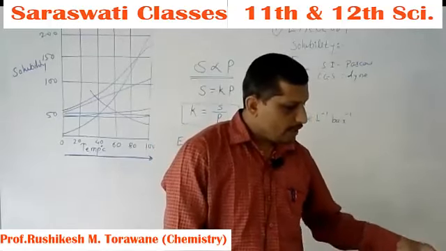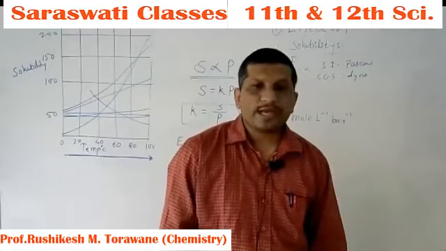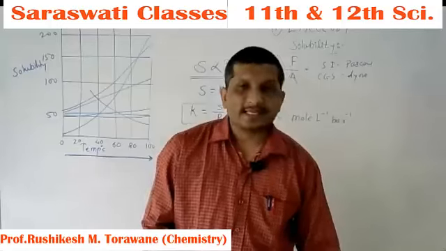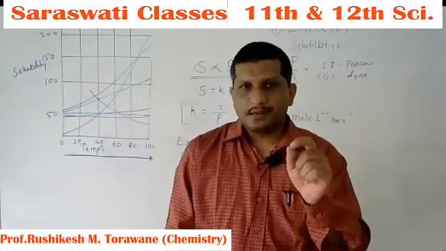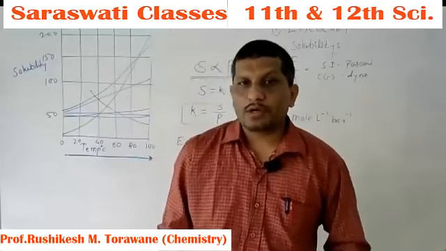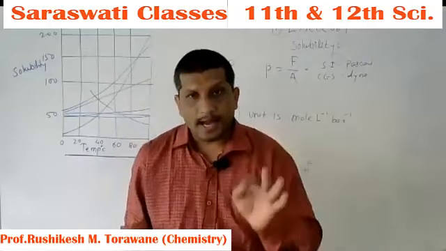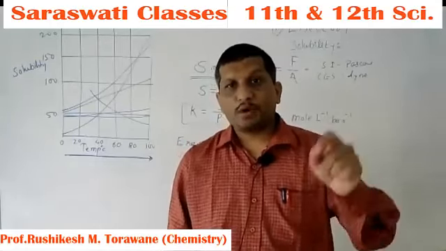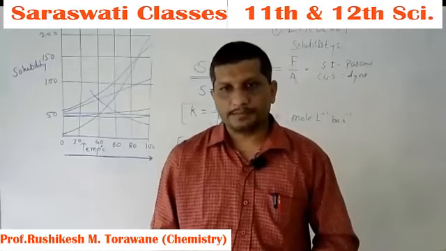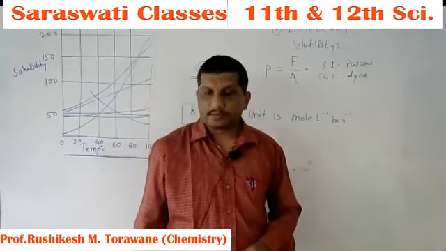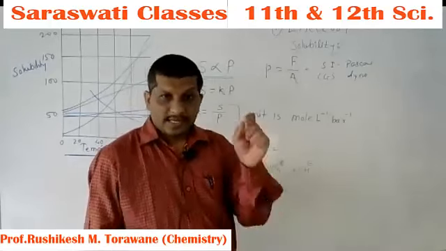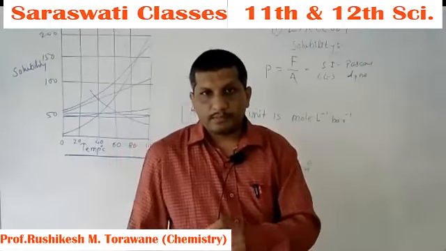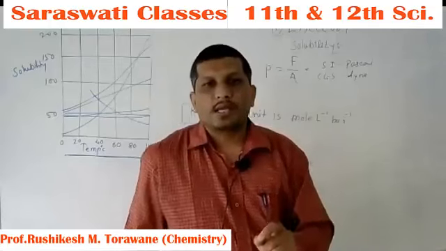And one of the examples here: O2 gas is soluble in H2O in less amount. O2 gas is less soluble in water, but it is highly soluble in blood, and hence it can be bonded to the hemoglobin. This is one of the exceptions. O2 is less soluble in water, but much more soluble in blood.